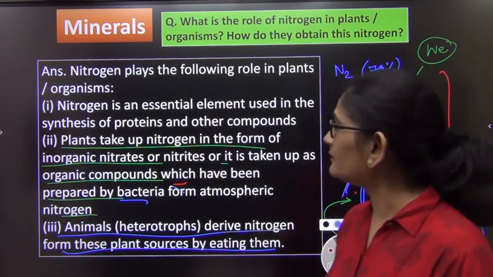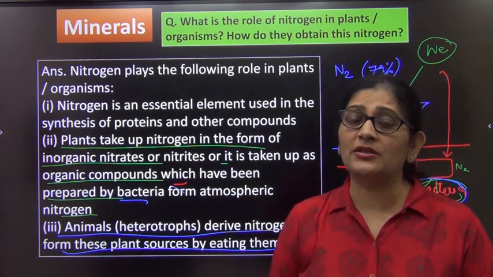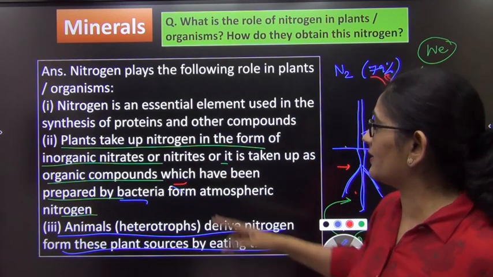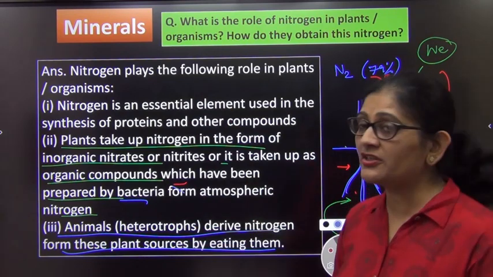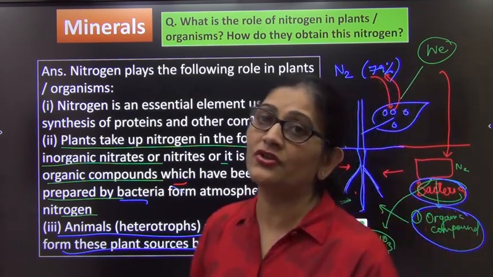First, what is the importance of nitrogen? It helps to make protein. The second question is, in which form is nitrogen taken by plants? Third, how do animals get their nitrogen requirement?